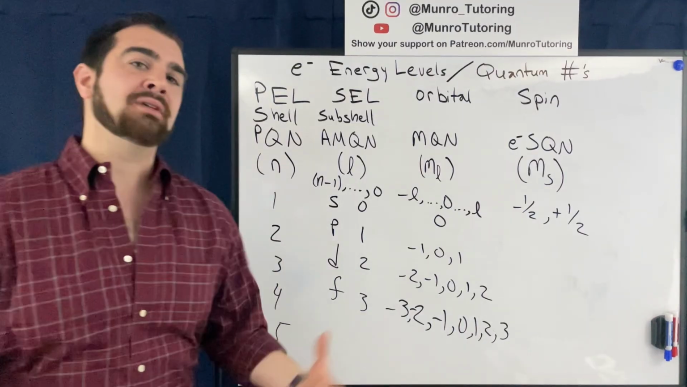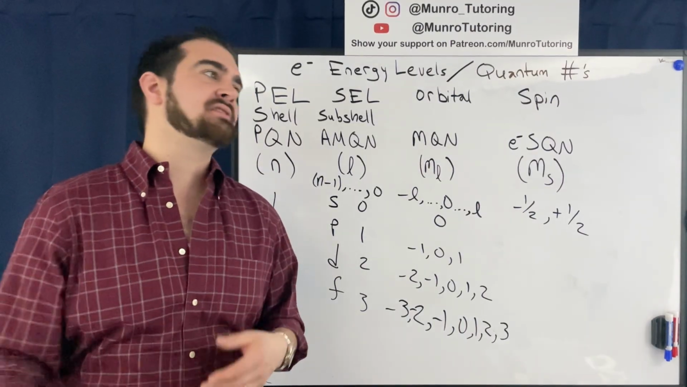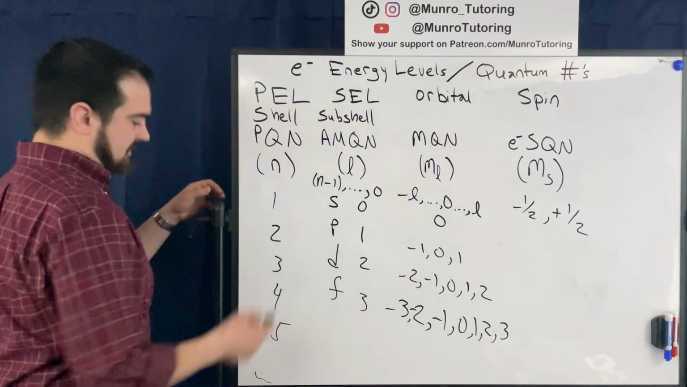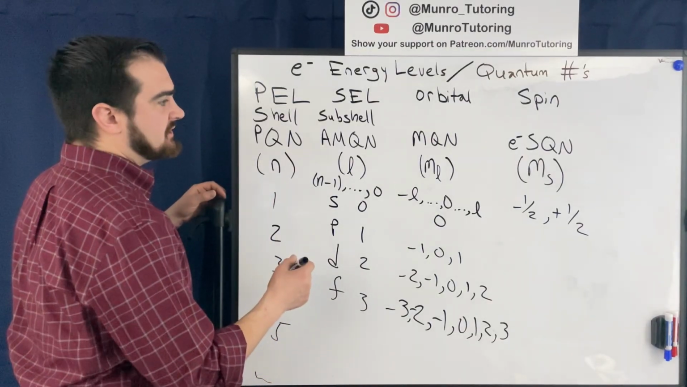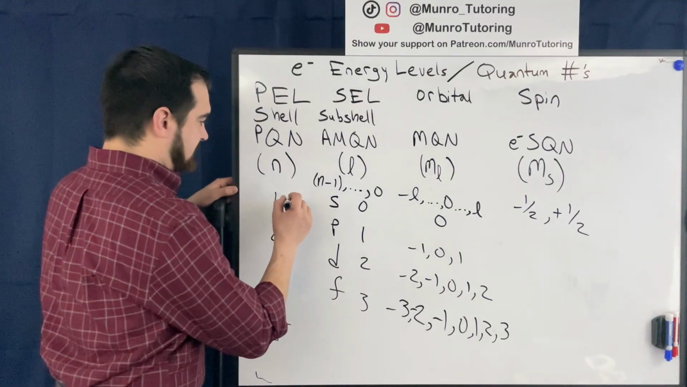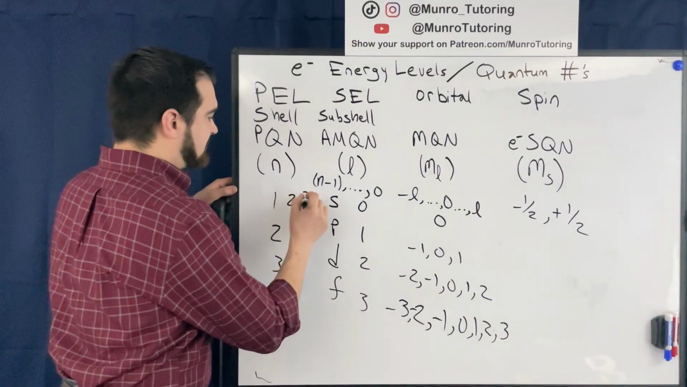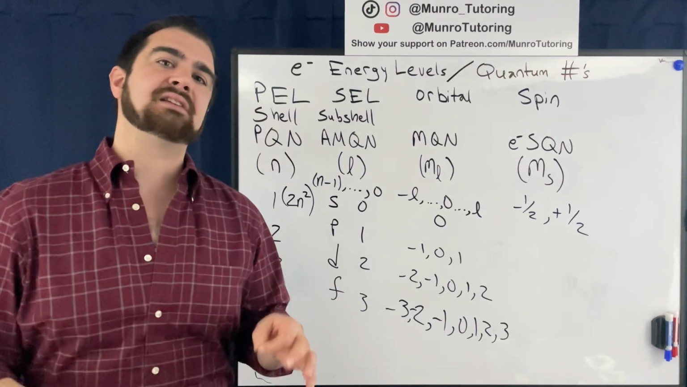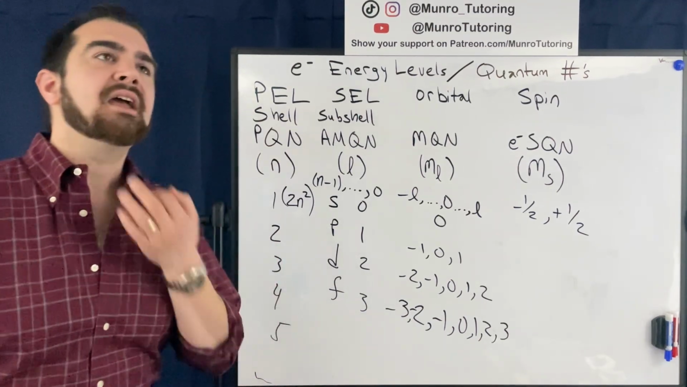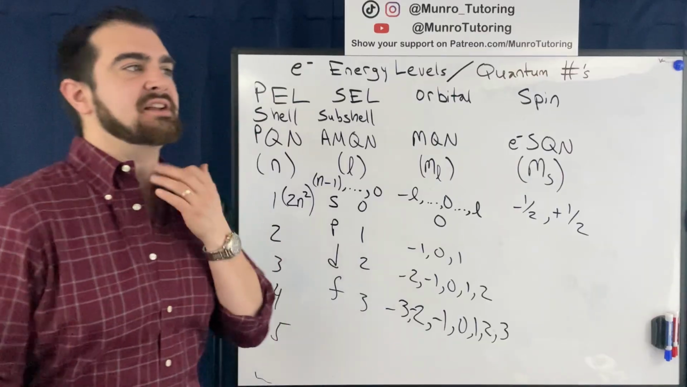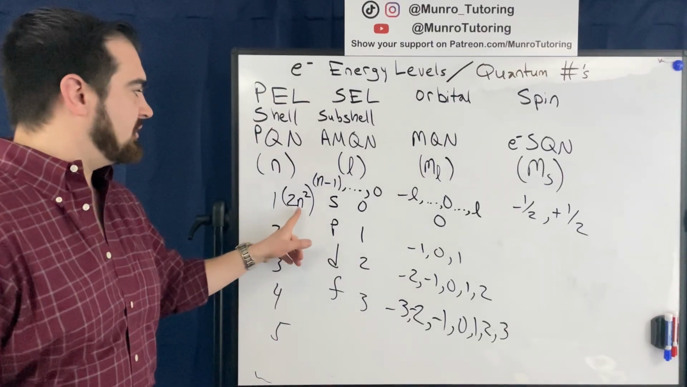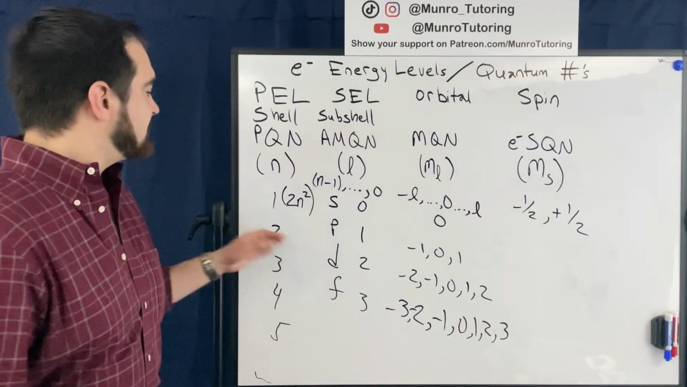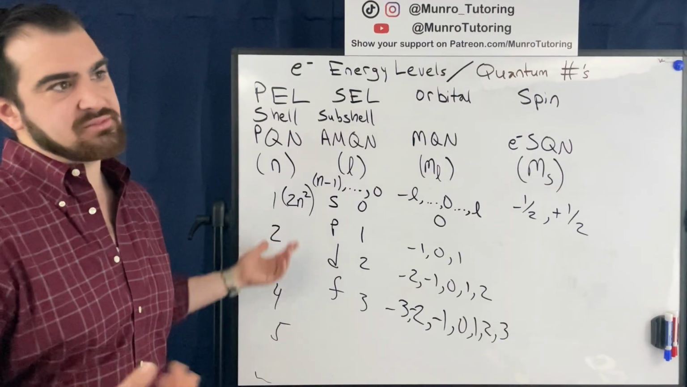But there's also a formula for this, because if you get to higher energy levels, you may just want to use the actual formula. And that is, let's just write this over here. 2n squared is the maximum number of electrons in a particular principal energy level. And so we can come up with the exact same numbers that I just gave you guys. Let's say shell 1. 1 squared is 1 times 2 is 2. That's the S. Let's say shell 2. 2 squared is 4 times 2 is 8.